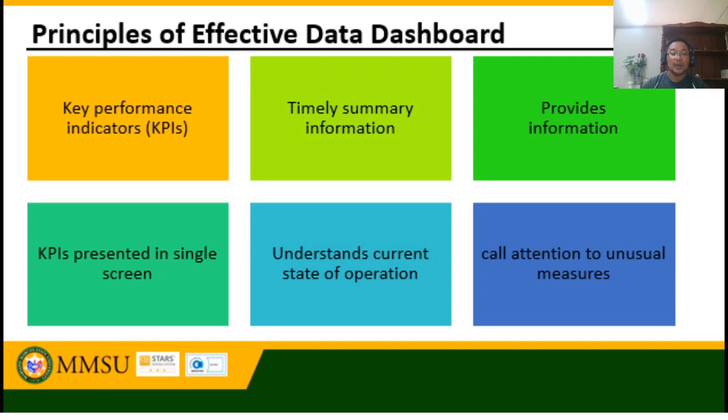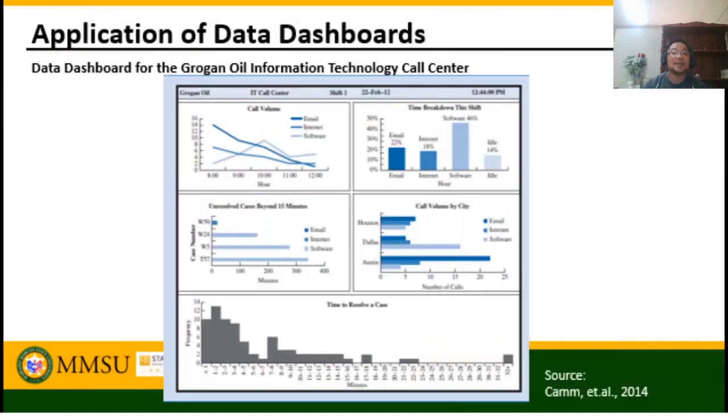Okay, so how can dashboards be applied? Let's look at this example. This is actually a data dashboard for Grogan Oil Information Technology call center. Now, to illustrate the use of a dashboard in decision making, we discuss an application involving the Grogan Oil Company, which has offices in 3 cities in Texas: Austin, where its headquarters is located, Houston, and Dallas.